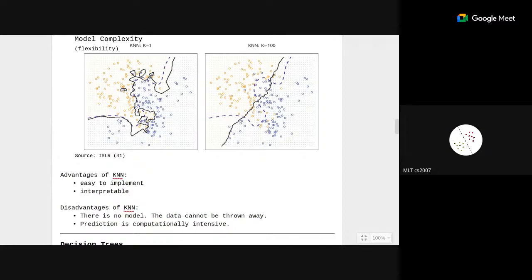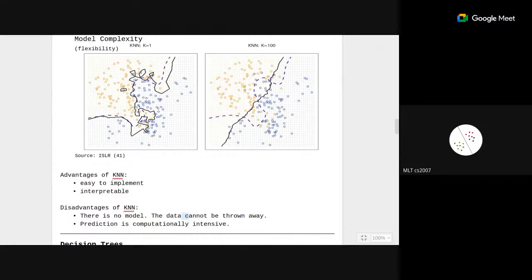Okay, so that's the model. Now what I am saying by this line is that in linear regression, once you learn the weight vector, you can throw away the data, right? So once the w is learned, I no longer need the data to make a prediction. So that's the advantage of learning a model, right?